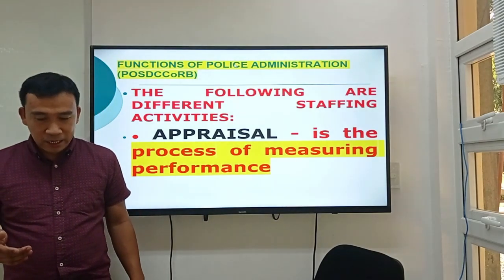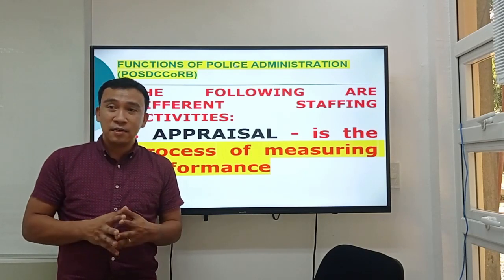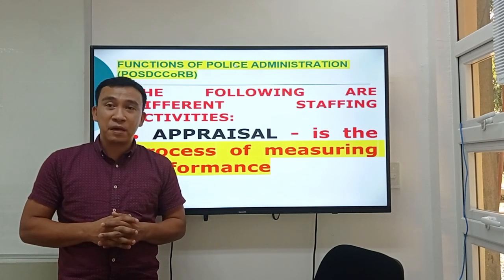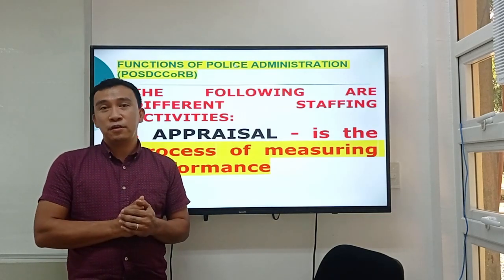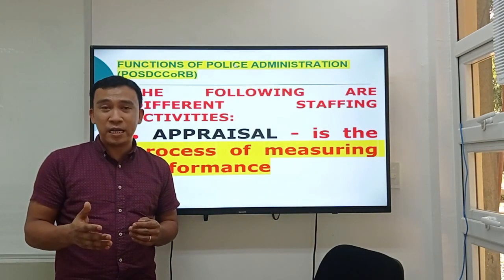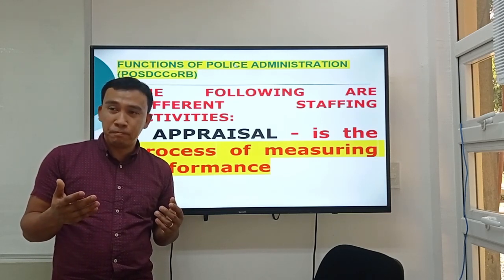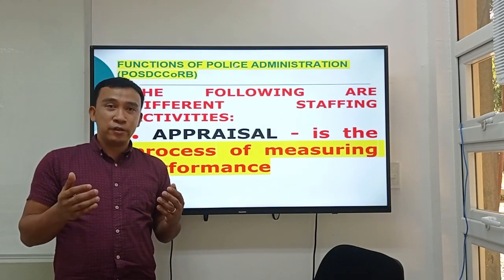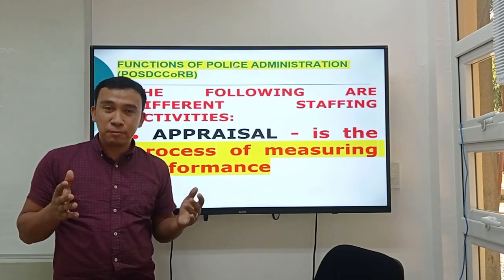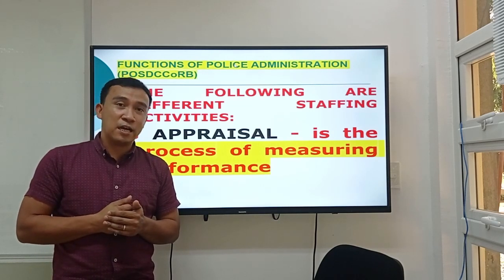Appraisal means it is the process of measuring performance. Ito naman ay para sa mga nasa in-service na or mas kilala ito bilang performance evaluation. That yearly, every SEM ay nagkakaroon ng evaluation para makita at ma-monitor kung itong police officer na ito, itong policeman na ito ay effective or efficient sa kanyang trabaho.